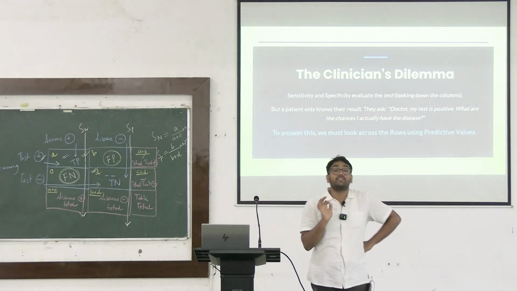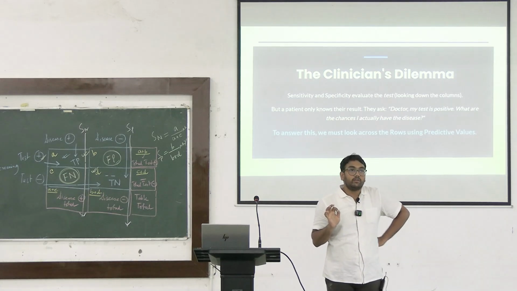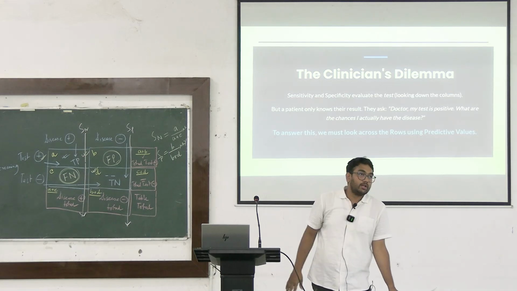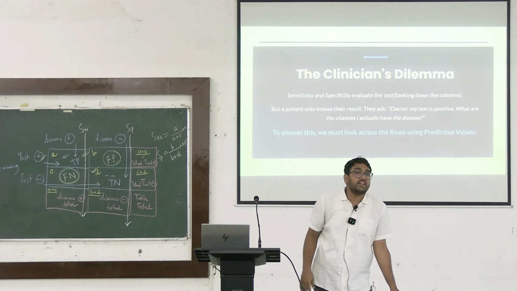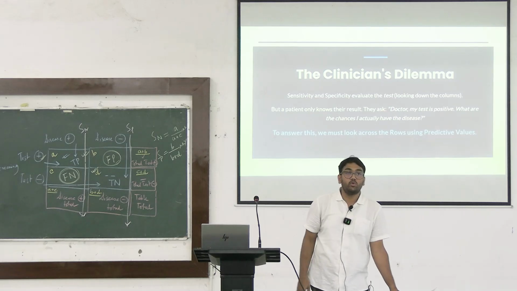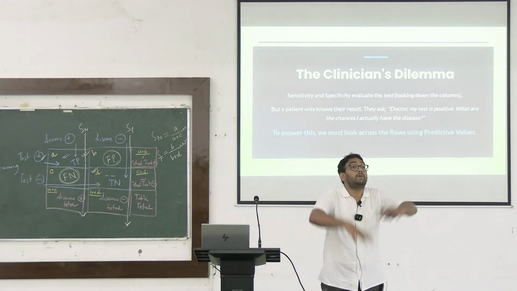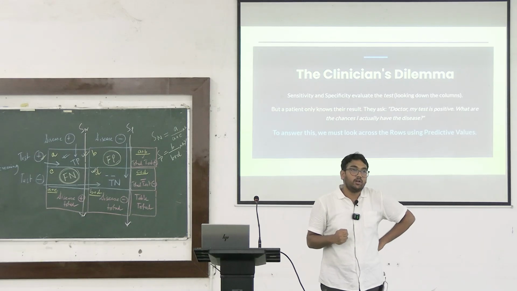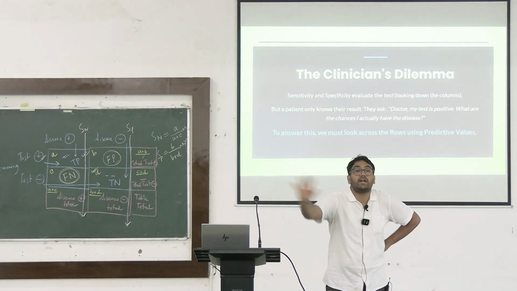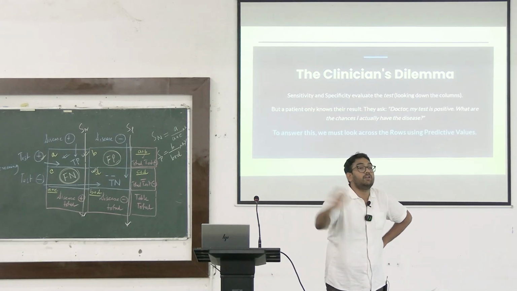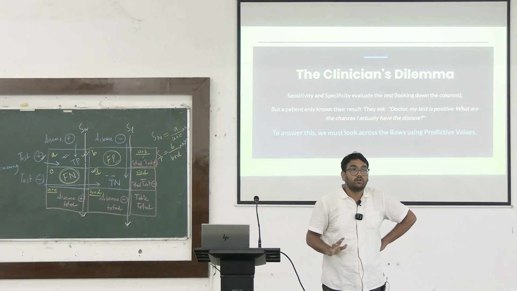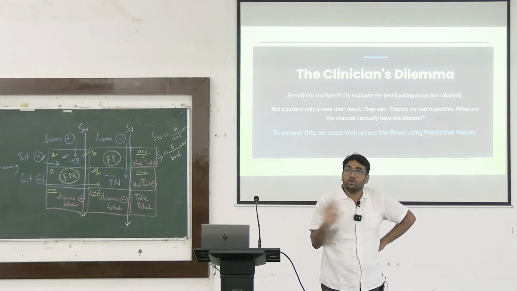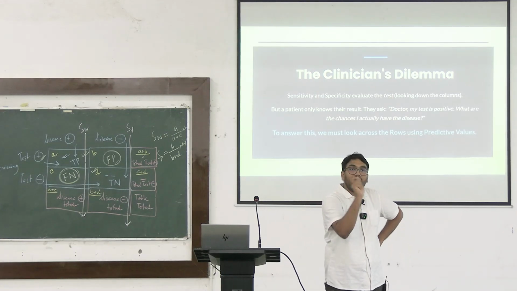But what does a clinician want to know? Suppose you are there in the emergency, a person comes with chest pain, you do a TROP-T. What do you want to know? Do you want to know that how many people having chest pain, of them how many the TROP-T will be able to detect? Do you want to know how many people not having chest pain, how many the TROP-T will be able to exclude? Do you want to know these things? No. You want to know one simple thing.